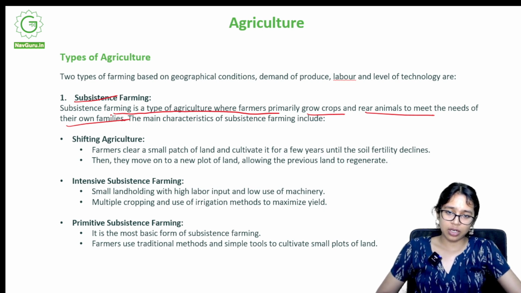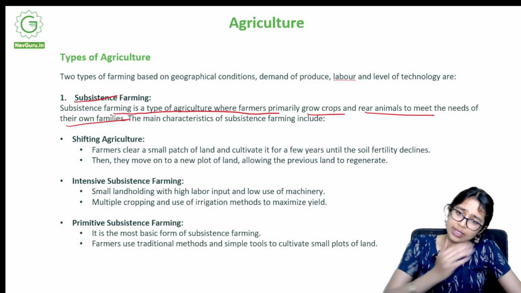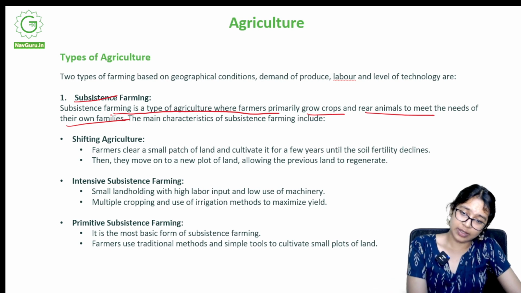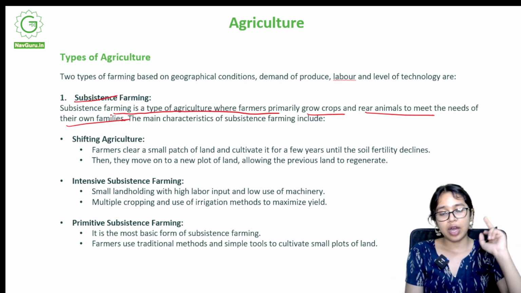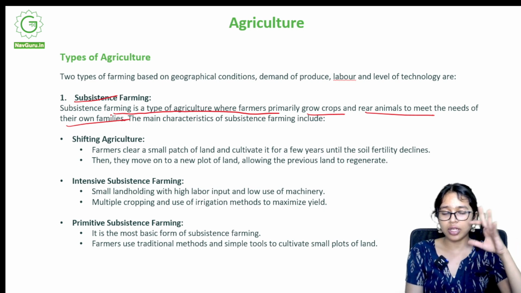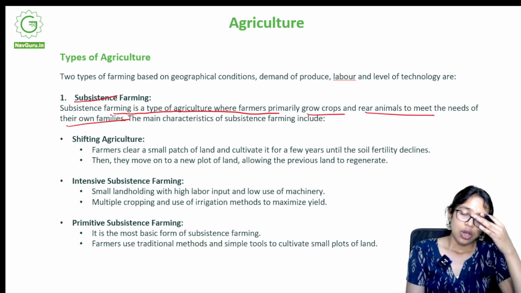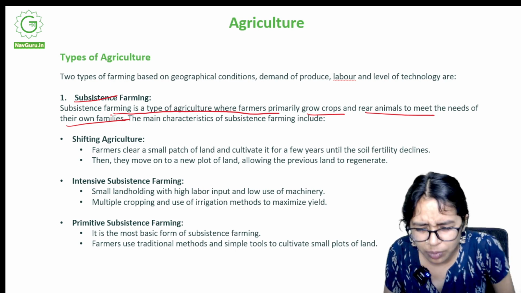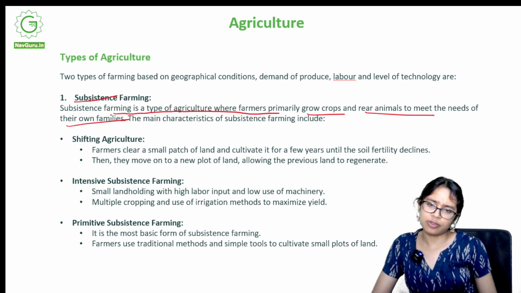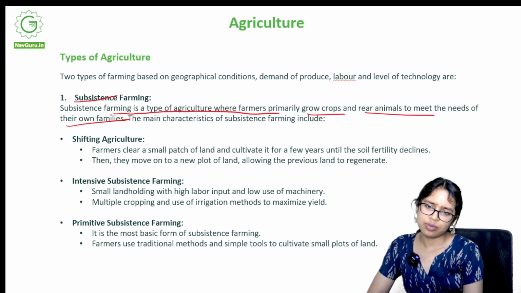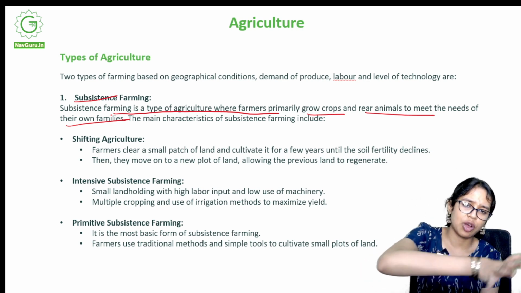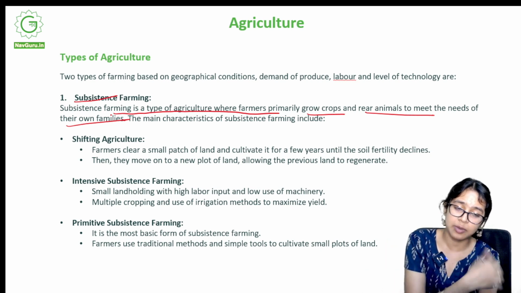Next we have the main characteristics. So these are the kinds of subsistence farming basically, I would say. Shifting agriculture: farmers clear a small patch of land and cultivate it for a few years until the soil fertility declines. Then they move on to a new plot of land, allowing the previous land to regenerate. So it's basically walking around, could be because you have a bigger farm, a bigger land. So what they do is clear a small patch of land, and for a few years they keep cultivating it.